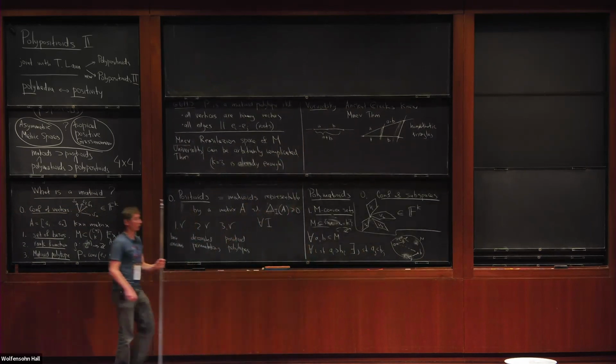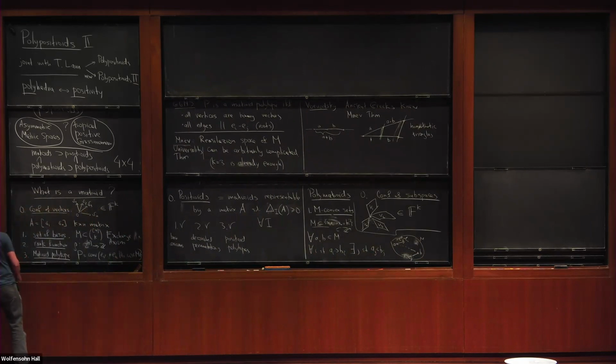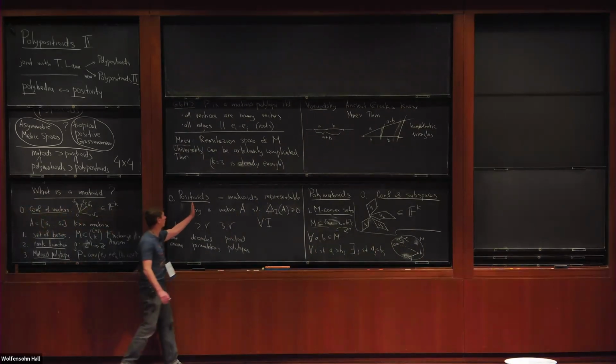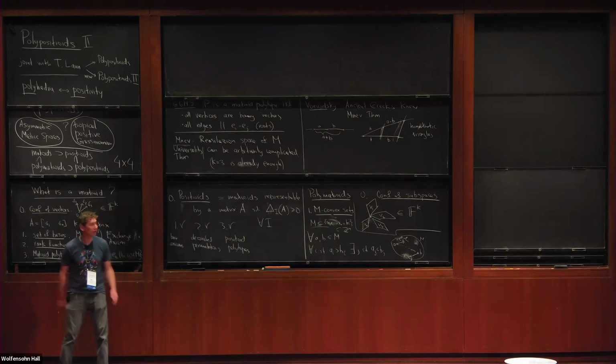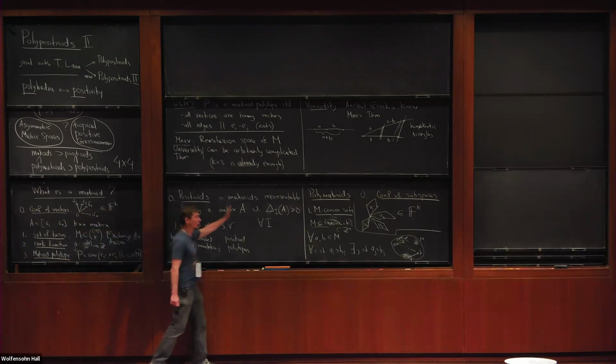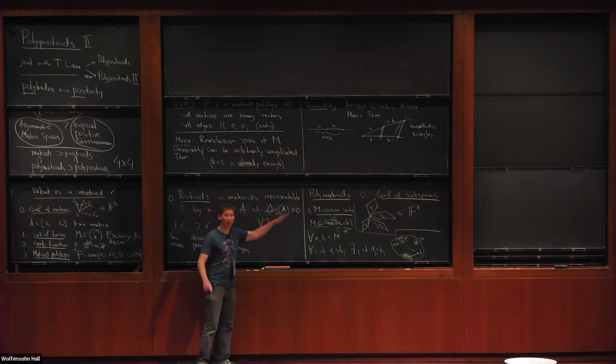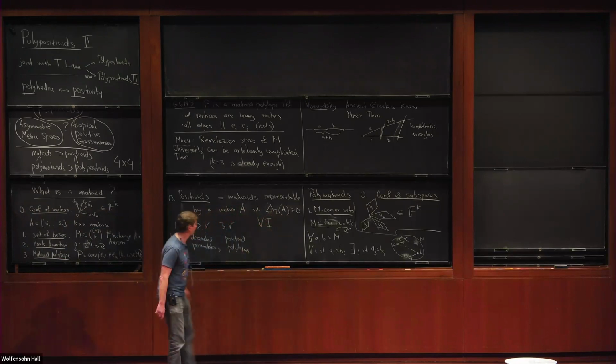Okay, positroids. So basically, a simple definition, like definition number 0. Now it is a definition. It's not like a motivation definition. Positroids are exactly matroids that are all realizable by matrices such that all maximal minors of these matrices are non-negative.